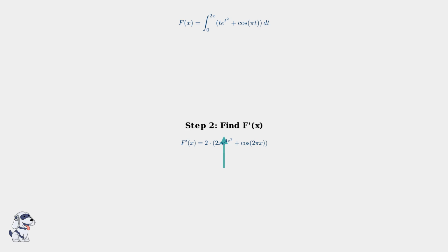f prime of x equals 2 times the derivative of the upper limit times the integrand evaluated at 2x. Now evaluate f prime at x equals 1. Plugging in 1 gives 2 times 2 times e to the fourth plus cosine of 2 pi, which simplifies to 2 times 2 e to the fourth plus 1, or 4 e to the fourth plus 2. Finally, use the point-slope form for the tangent line. The point is 1, f of 1, and the slope is f prime of 1.